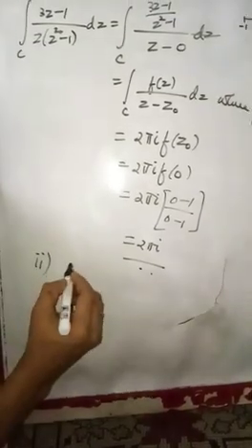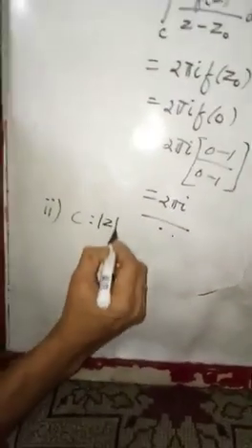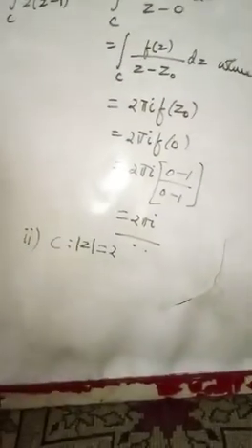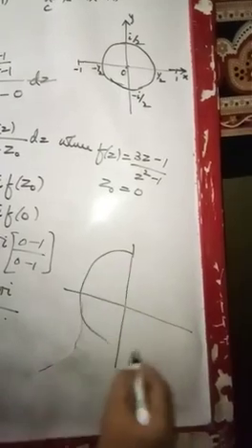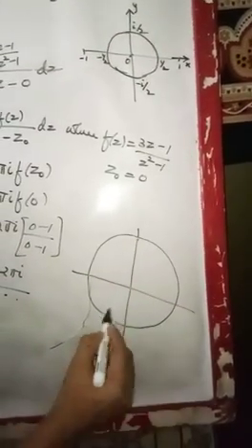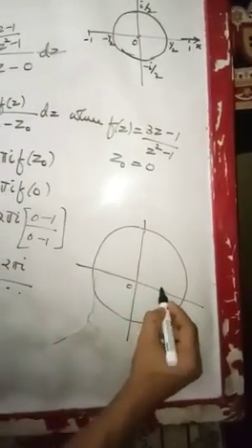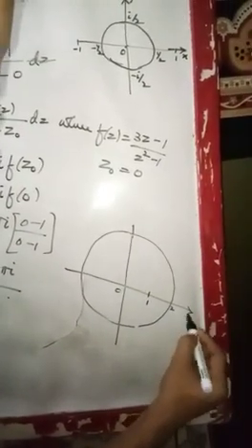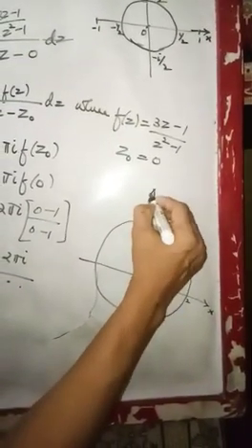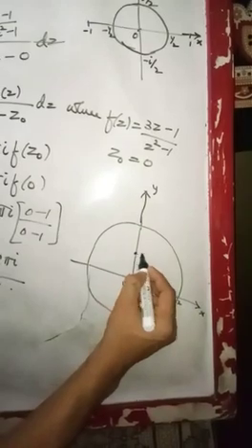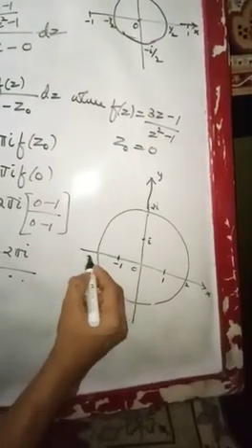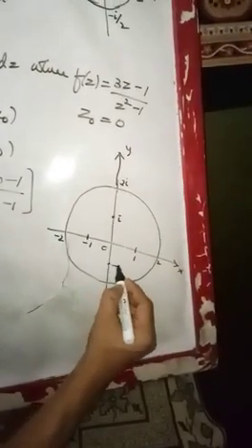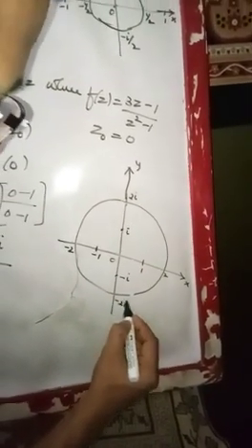So now the second subdivision. The circle is what? Mod z equal to 2. Okay, you draw one rough circle here. You say this is 1, this one is 2. You say this is i, 2i. You say this is minus 1, minus 2. And say this is minus i, minus 2i.